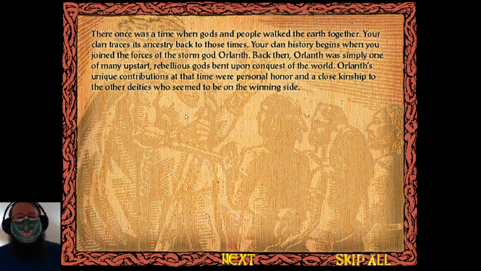There once was a time when gods and people walked the earth together. Your clan traces its ancestry back to those times. Your clan history begins when you joined the forces of the storm god Orlanth. Back then, Orlanth was simply one of many upstart rebellious gods, bent upon conquest of the world. Orlanth's unique contributions at that time were personal honor and close kinship to the other deities who seemed to be on the winning side.